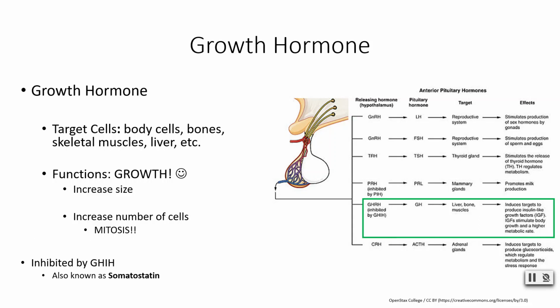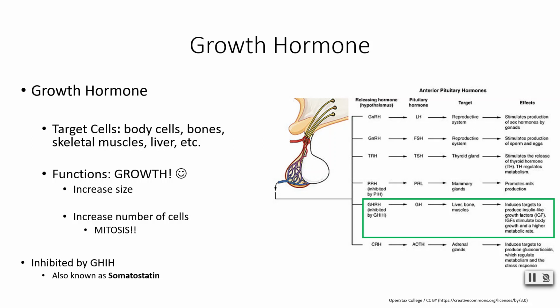Okay. We have lots of different target cells here: body cells, bone cells, skeletal muscle cells, liver cells. We're going to do growth. We're going to increase in size. We're also going to increase in the number of cells, so we're going to have to do mitosis as well. We're going to have to do cell division. Now, this one is pretty easy and straightforward. Y'all better take it when it is easy and straightforward. Some of these are going to get complicated.